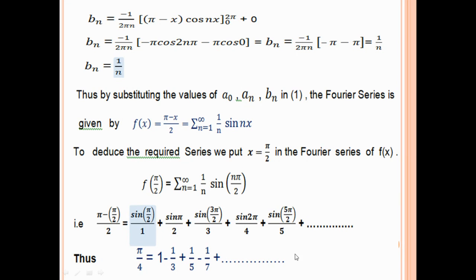When we continue this one, we get 1 by 7 plus and so on.